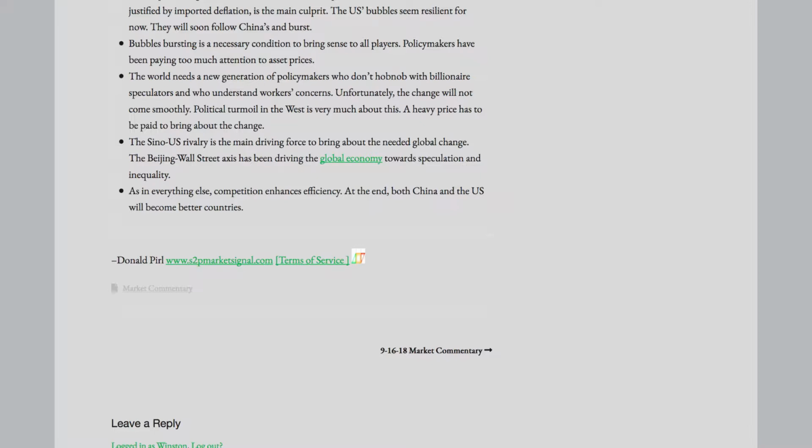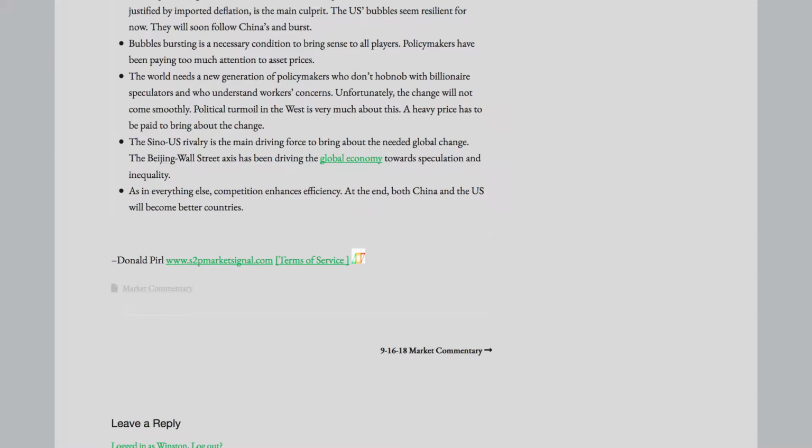Policymakers have been paying too much attention to asset prices. The world needs a new generation of policymakers who don't hobnob with billionaire speculators and who understand workers' concerns. Unfortunately, the change will not come smoothly. Political turmoil in the West is very much about this. A heavy price has to be paid to bring about the change.